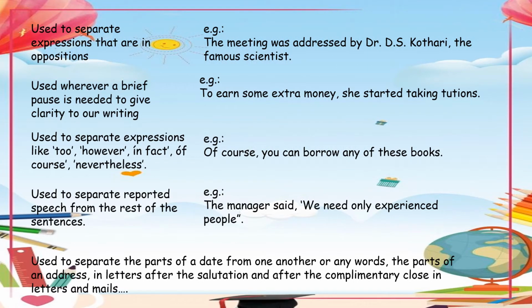Comma is used to separate expressions that are in opposition. The meeting was addressed by Dr. D.S. Kotari, comma, the famous scientist. About the person. So, comma, the famous scientist. Used wherever a brief pause is needed to give clarity to writing. To earn some extra money, what she did? She started taking tuitions. So, comma, she started taking tuitions. Of course, when you're using such words like to, in fact, nevertheless, put a comma and then write the rest of the sentence.